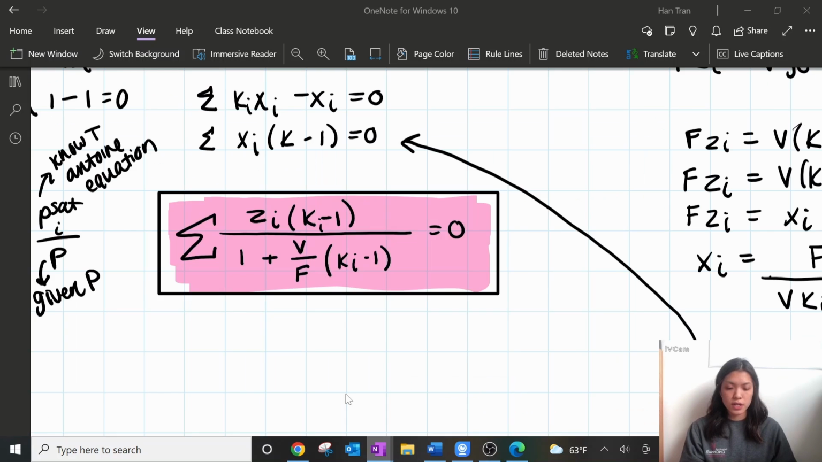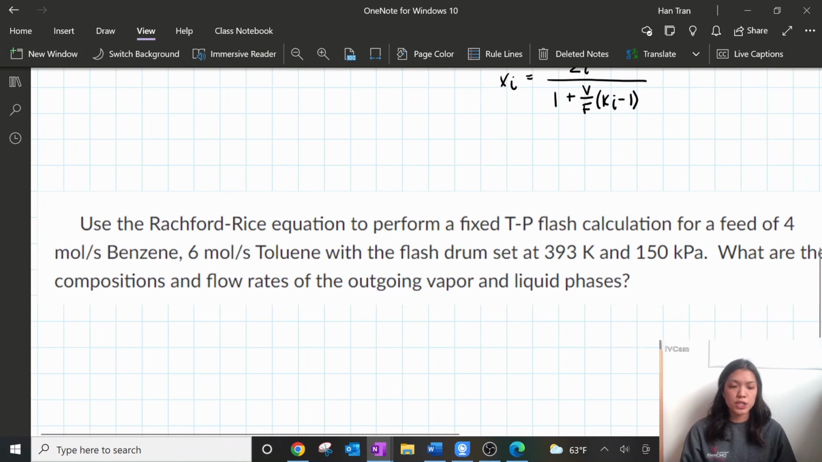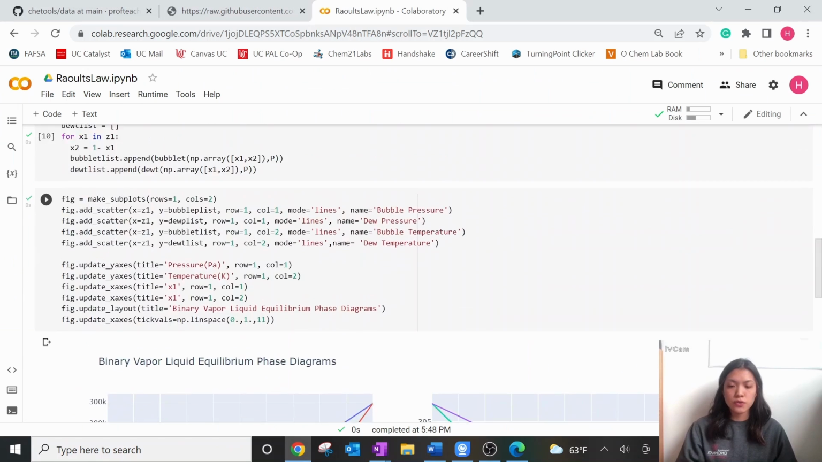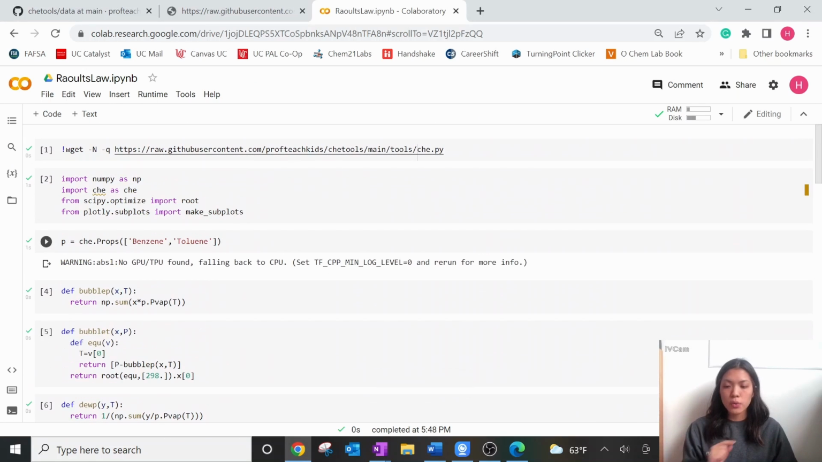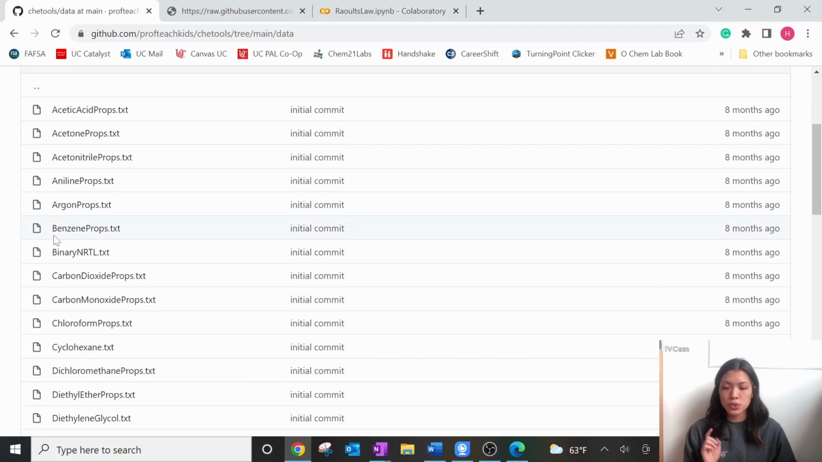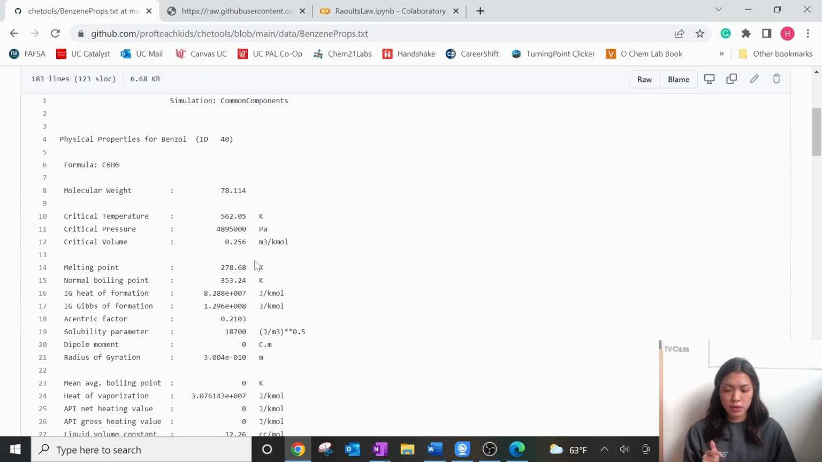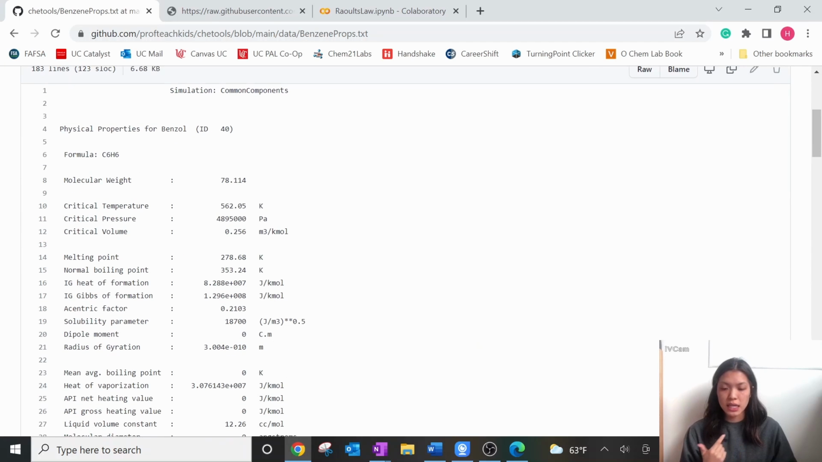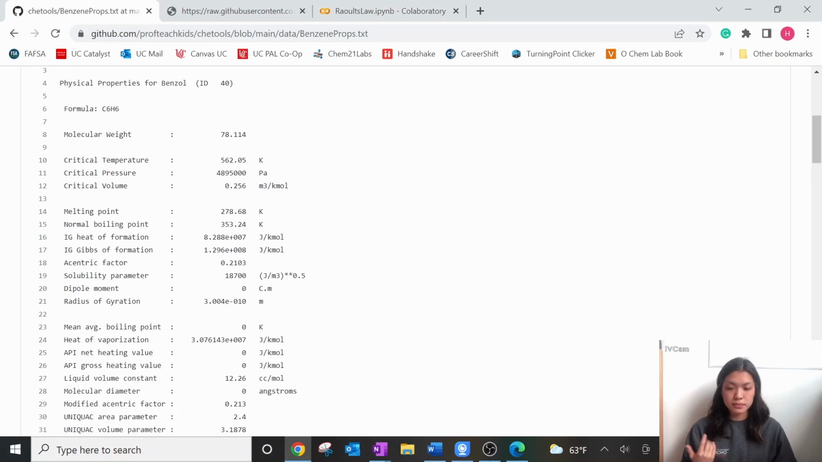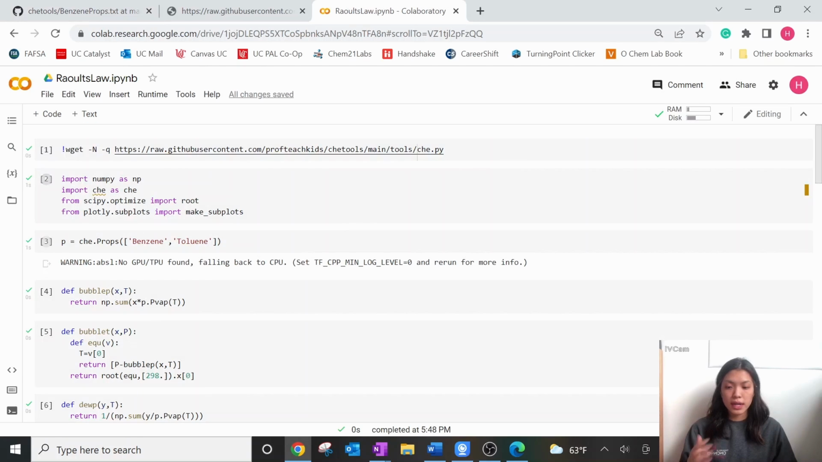So for the feed mole fraction, we have a mole fraction of benzene and toluene. So if we go back up here to our previous code, we used the CHE props. This is that repository that we imported, and it goes to the properties of the different components. So this is benzene here, and it can get the information for benzene. And so we already have it written out as benzene and toluene, so we're going to input the mole fractions in that order. So benzene first and then toluene.